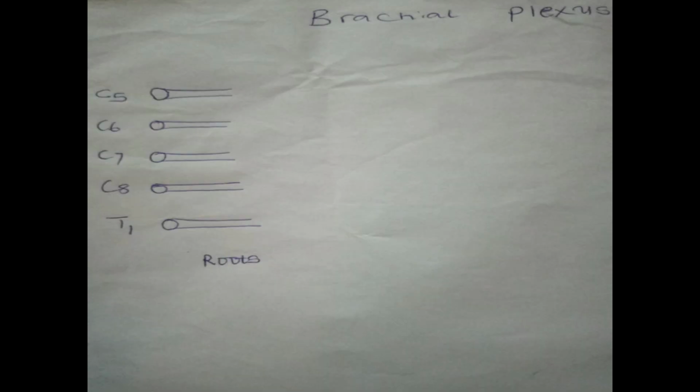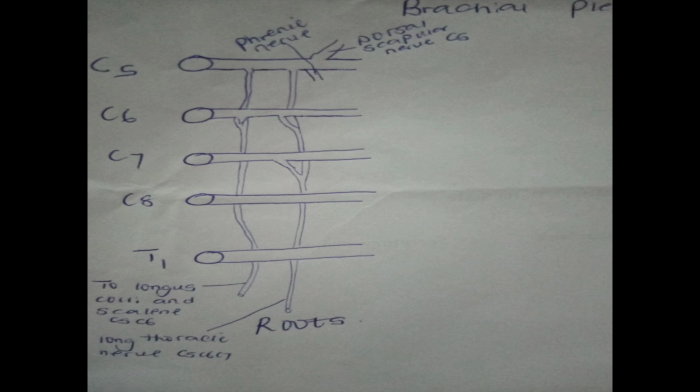Now, this is the picture depicting the roots of the brachial plexus. The roots are 5 in number, emanating from the spinal nerves C5 to C8. Now we have 3 branches emanating from the roots. These branches are the nerve to longus colli, with root value C5 and C6.